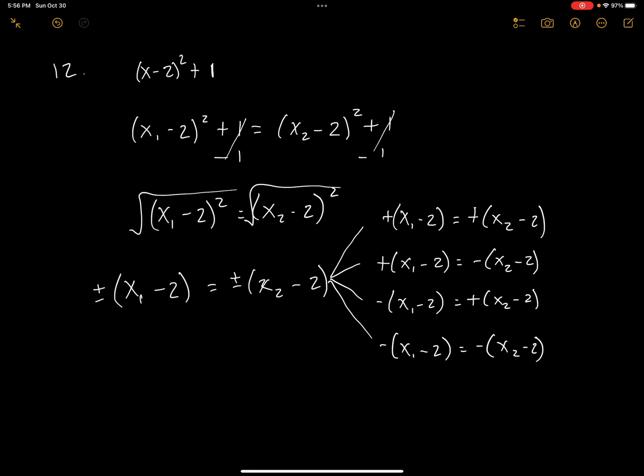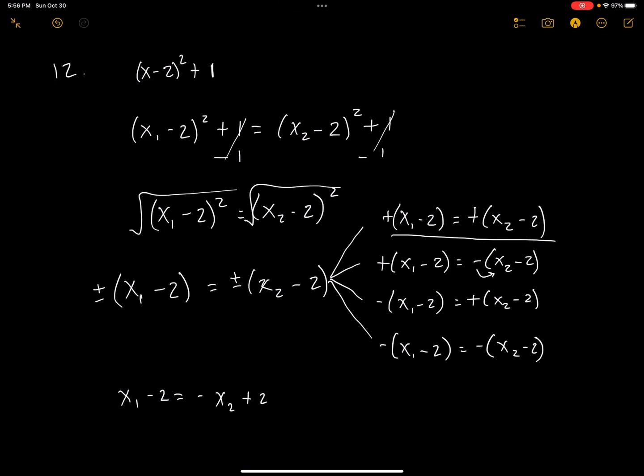Now the key is, are there any of these options which don't work? So if we had distributed this negative or the positive through up here, we would add 2 afterwards and we would say x1 equals x2. It's all hunky-dory. It's fine. But this next one, when we distribute this negative sign through, we've got x1 minus 2 is equal to negative x2 plus 2.